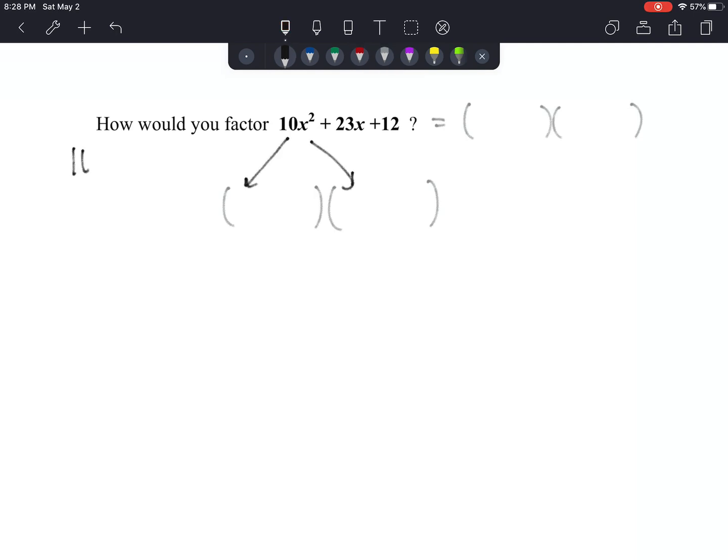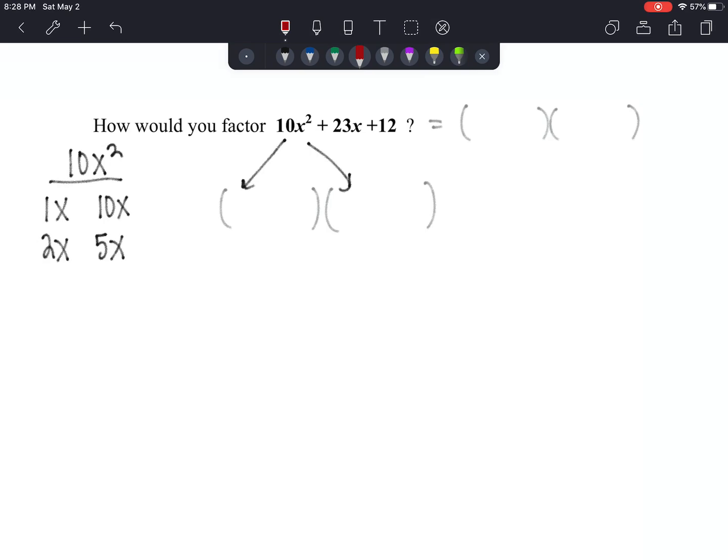How do we get back to 10x squared? Well, there's a couple of different ways we can get back to 10x squared. We could have 1x and 10x. We could have 2x and 5x. I do notice that I don't have a greatest common factor. 10, 23, and 12 don't have anything in common. So it's not like I can make these numbers any smaller.